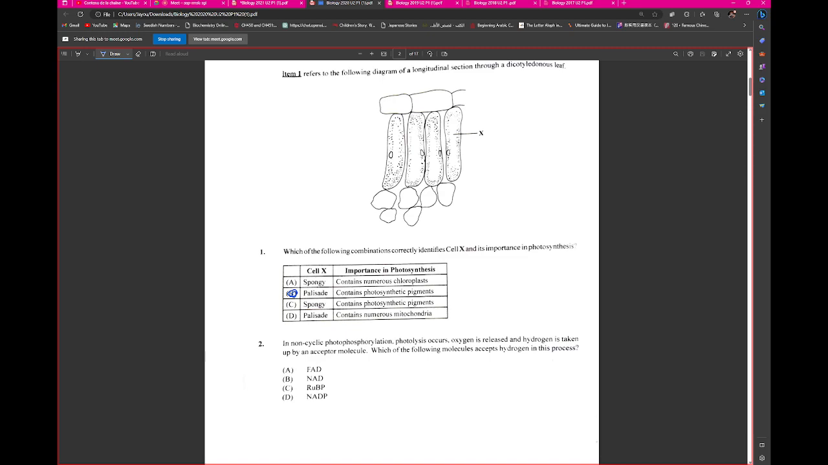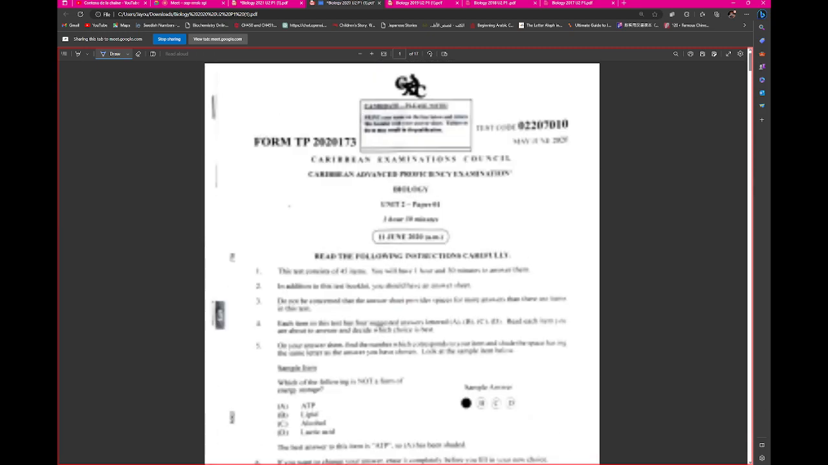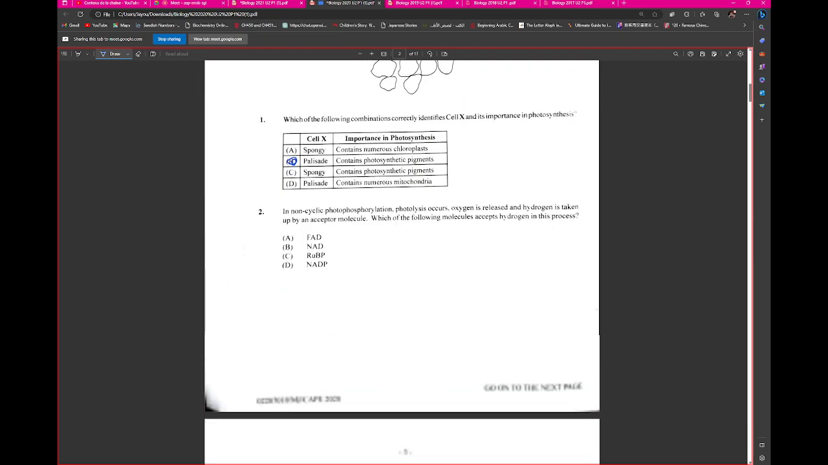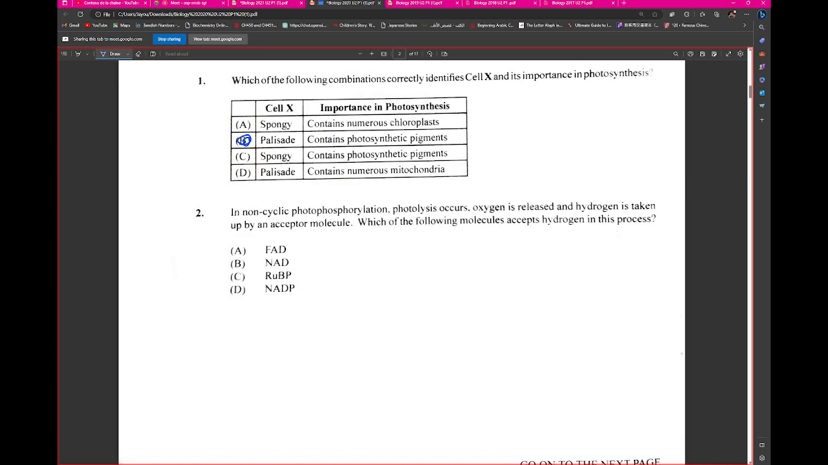Yes, sir. All right. So in the non-cyclic photophosphorylation, photolysis occurs, and oxygen is released, and hydrogen is taken up by an acceptor molecule. Which of the following molecules accepts the hydrogen in this process? NADP. Alright, it would be NAD and FAD in which reactions?